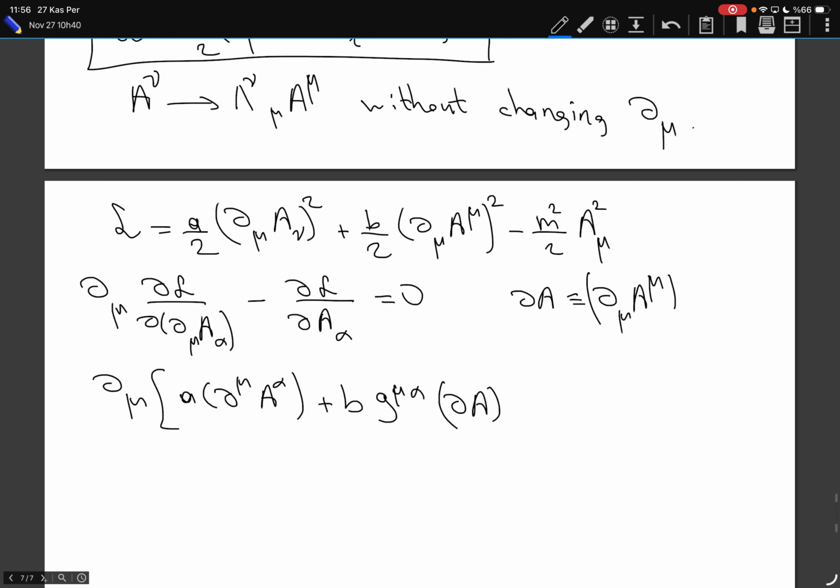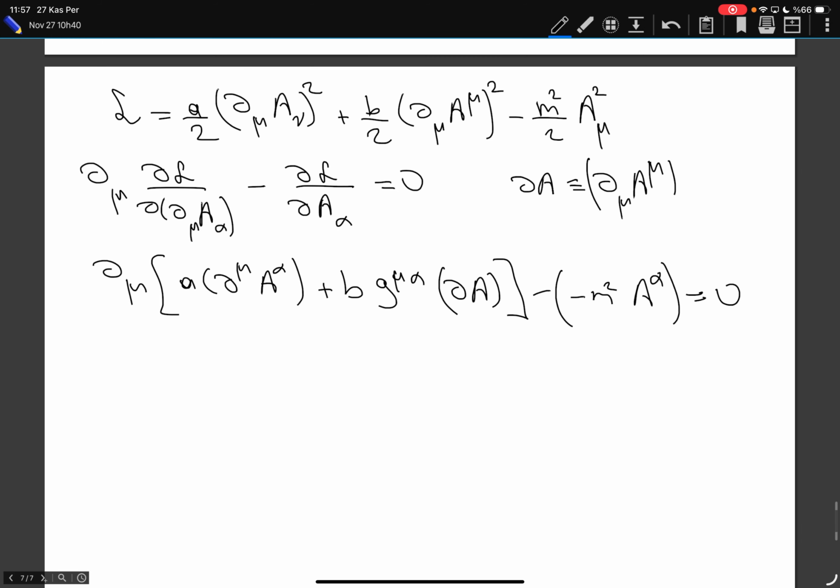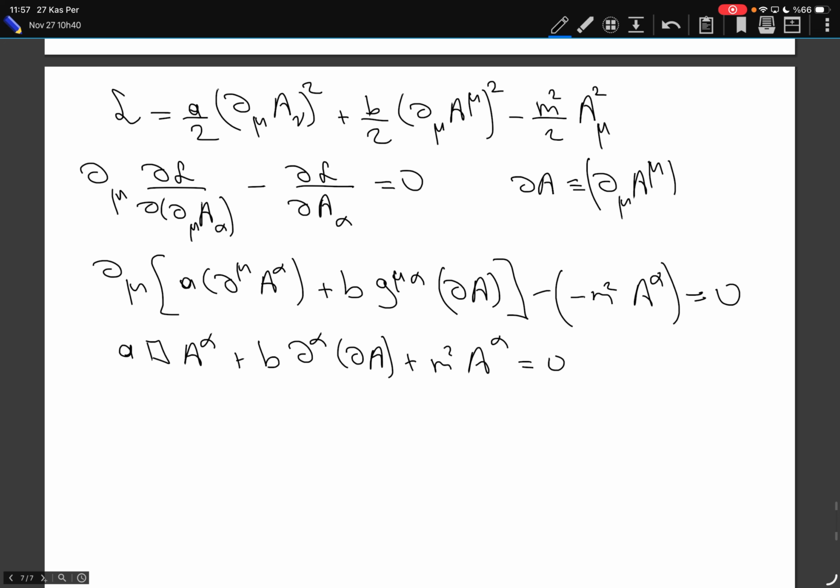Just a notation. I don't want to use my indices. I'm basically not showing the dummy indices. And this is the first term minus m squared A alpha. This should be equal to 0. This is my equation of motion. Well, let me simplify it slightly. A times the Lambertian acting on A alpha plus B times del alpha del A plus m squared A alpha should be equal to 0. Okay, this is my equation.